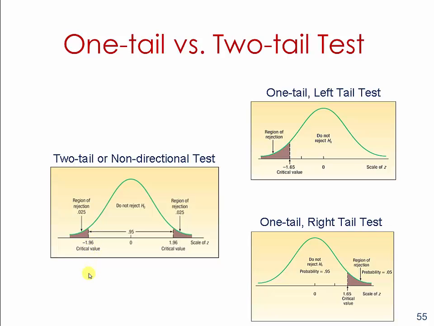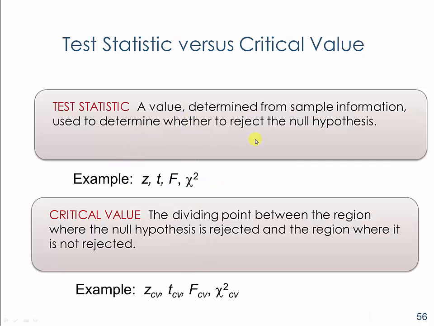Then the test statistic is what we calculate based off of a sample that we select. If we take a bunch of sample observations and calculate a test statistic, we find out where it fits on our distribution. If it's anywhere in the shaded area, it's too extreme for us to believe that this was just a chance occurrence, so we call baloney on the null hypothesis and we reject it. Again, the test statistic is a value that we determine from sample information. It's used to determine whether to reject the null hypothesis, and it can be a z score, a t score, an F test statistic, or a chi-squared test statistic. Again, this is all based on sample data that we pull.